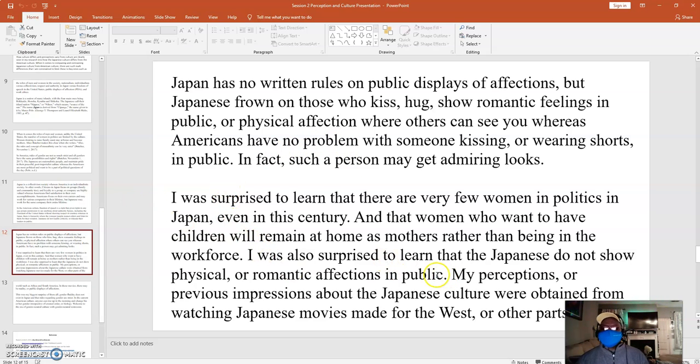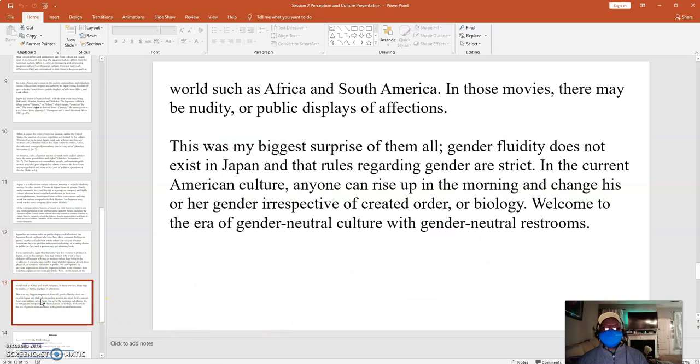And I was really surprised to learn that there are very few women in politics in Japan, even in this century, and that women who want to have children will remain at home as mothers rather than being in the workforce. I was also surprised to learn that the Japanese do not show physical or romantic affection in public. My perception or previous impression about the Japanese culture was obtained from watching Japanese movies made for the West or for Africa. And in those movies, you see public display of affection, nudity, and stuff like that. But I'm surprised that here, reading about the culture, you don't see that there.